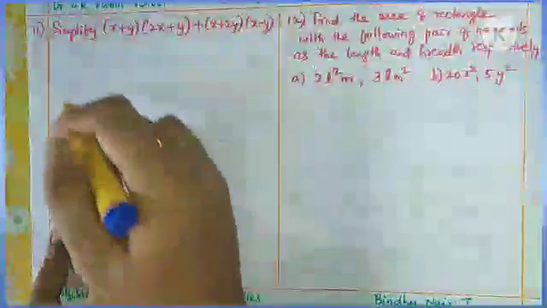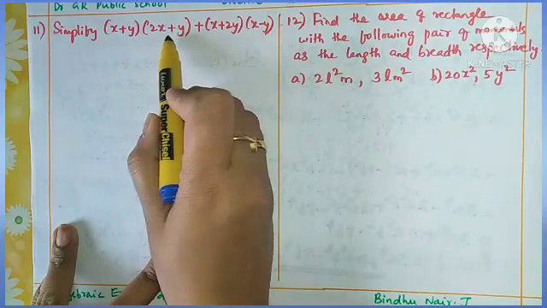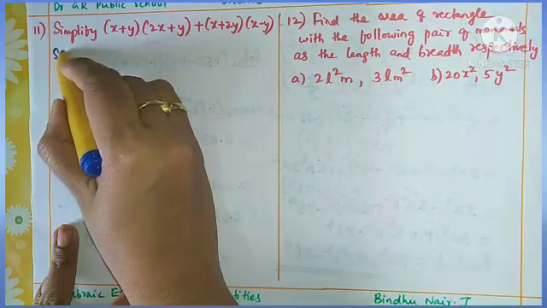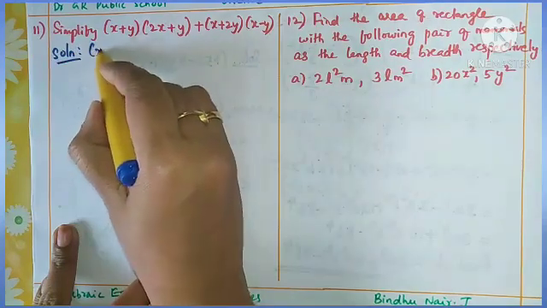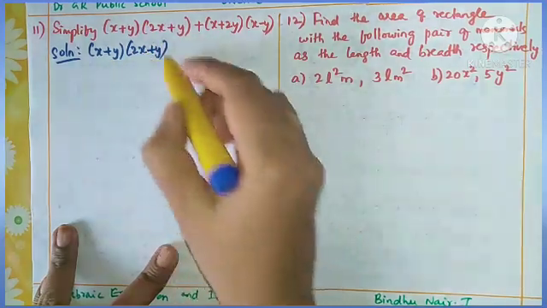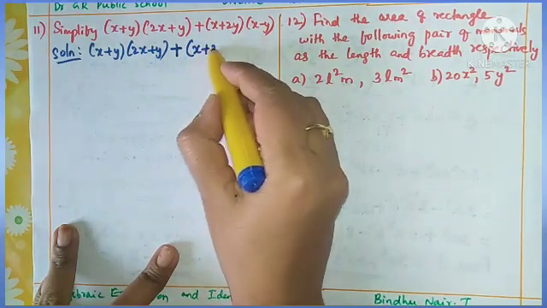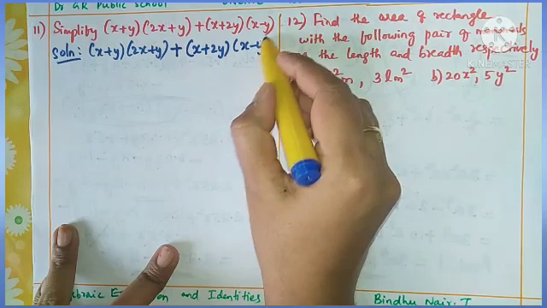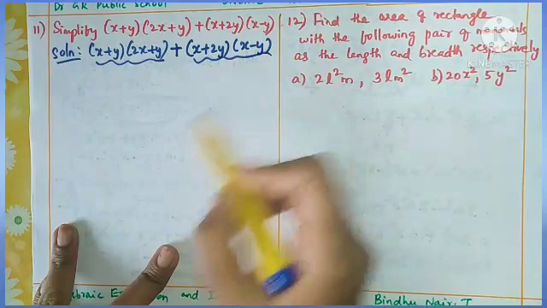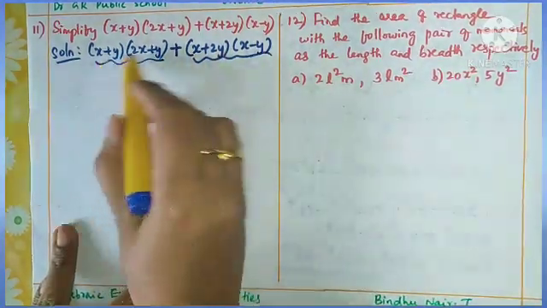See this question, children. It is also multiplication of binomials, first 2 brackets, then add with the next 2 expression. Okay. So write the question solution. (x plus y) into (2x plus y). So these 2 brackets you want to multiply. Then add. So this plus means you want to add the answer with the answer of (x plus 2y) into (x minus y). So first you want to simplify this. Then you want to simplify this product. Then those answers you want to add. Okay. Yes. So first we are doing this one.